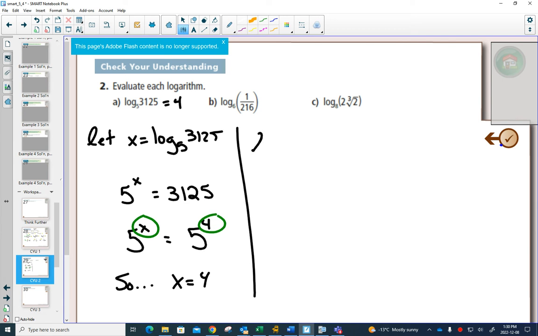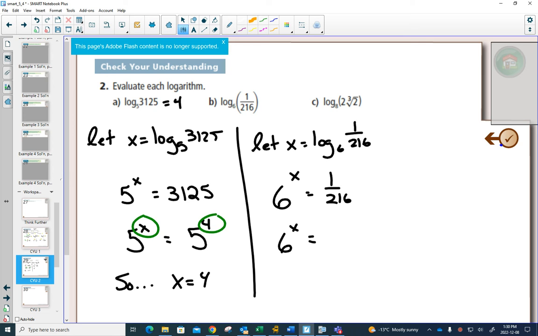Okay? If you introduce a variable, you have to define it. So there's no x in this question. So if I want to change it to exponential form and put an x, I have to say let x equal this to start with, so we know where that x is from. And then I can say my base is 6, my exponent is x. 216 is on our powers chart. It was 6 cubed. But that 6 cubed is in the bottom of my fraction.